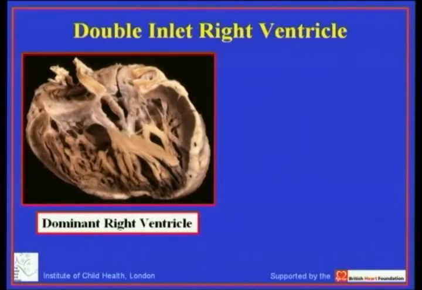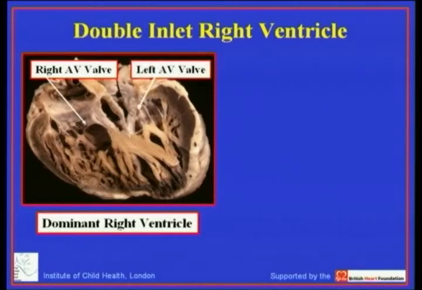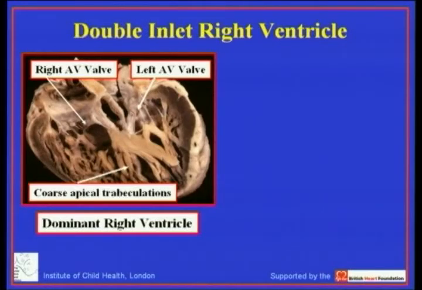So let's look at double inlet right ventricle. It was hearts of this type that we described in our paper in 1979 that created all the problems and gave rise to the morphological method. So what you see here, again in a simulated four-chamber section, is that both the right atrioventricular valve and the left atrioventricular valve are connected in their greater part to a big ventricle that has coarse apical trabeculations, telling us that almost certainly this is a right ventricle.